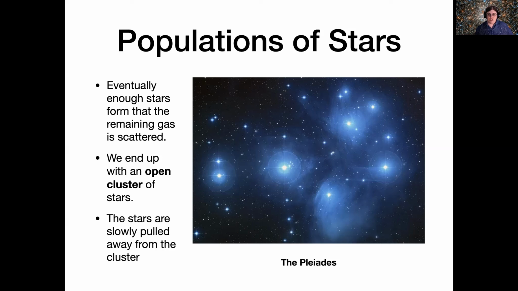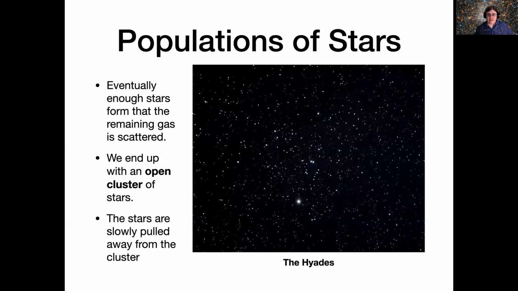Near the Pleiades, there's another star cluster called the Hyades. And it's a lot harder to see, not because it's tiny or faint. It's a lot harder to tell that it's a star cluster rather than just a pretty star field.